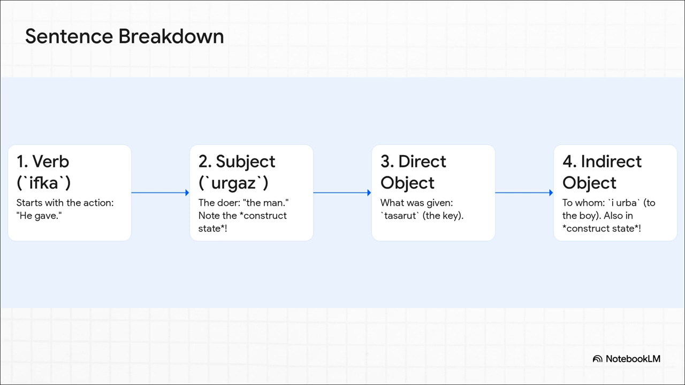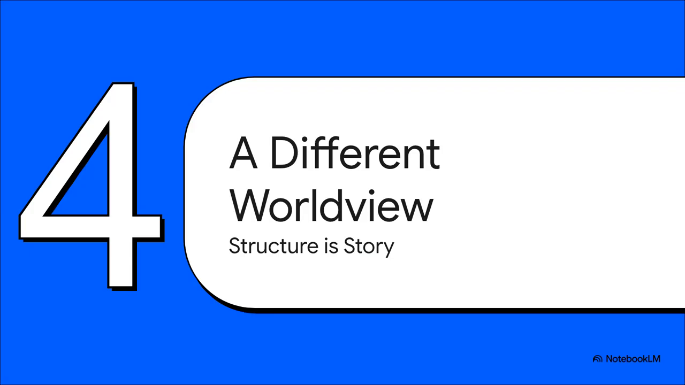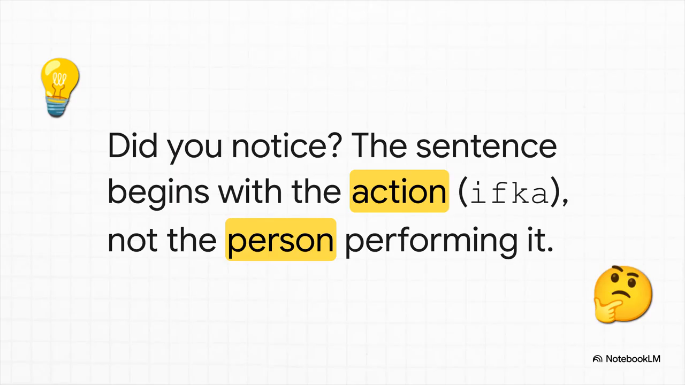It's perfect. Seeing that sentence all put together reveals something so much deeper than just a bunch of grammar rules. It really shows us how the very structure of a language can actually shape the way a story gets told. Just think back to that example for a second. What was the very first word? It wasn't the man, was it? Nope. The first word was ifka. He gave. The action itself is what kicks off the entire sentence.